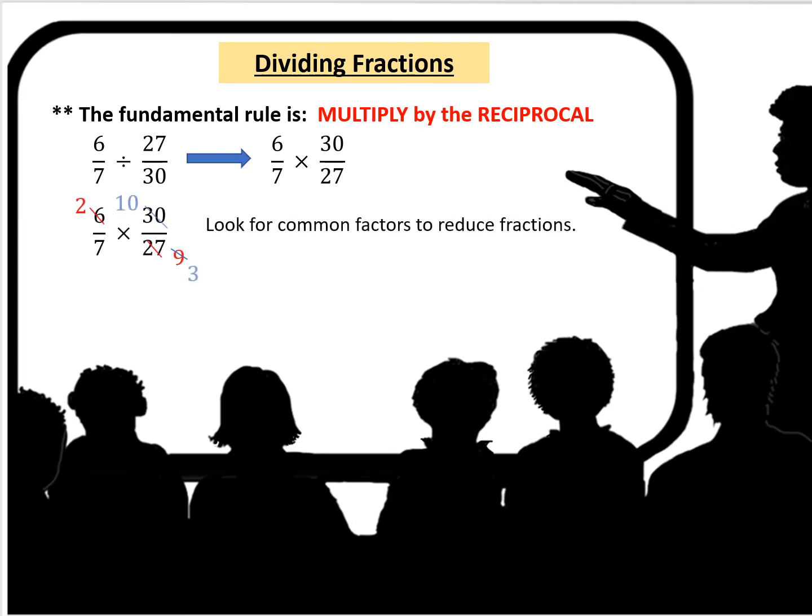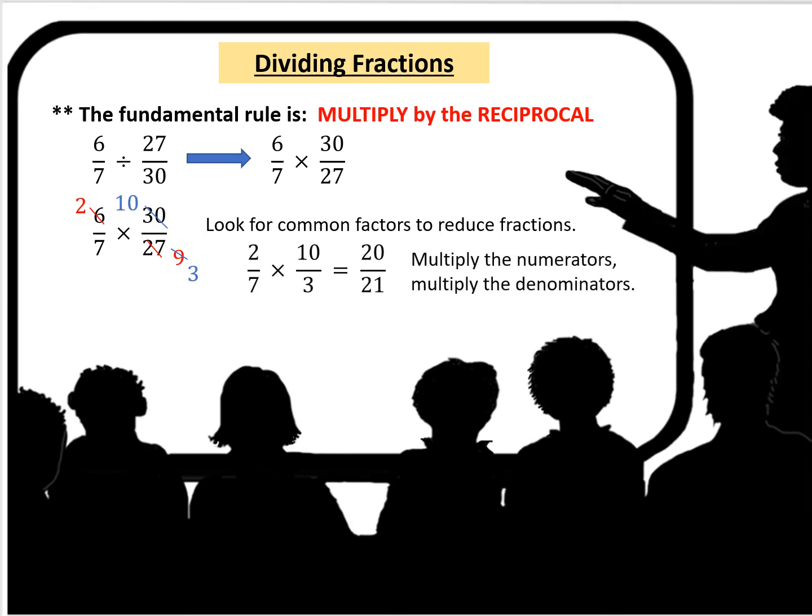Now you're going to look for those common factors to reduce the fractions, and you can see that I've done that here. So you end up with 2/7 times 10/3. Now you just multiply the numerators. 2 times 10 is 20, 7 times 3 is 21. If needed, you're going to put the product in proper form either as a mixed number or lowest terms. In this case, 20/21 is in lowest terms.